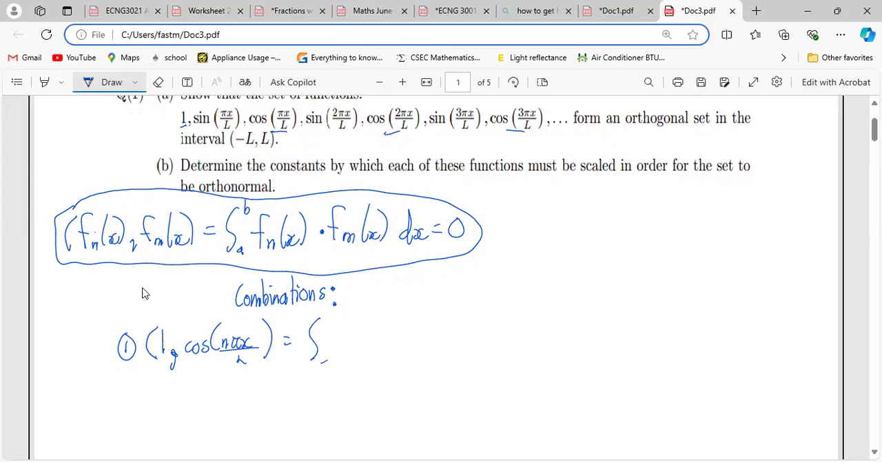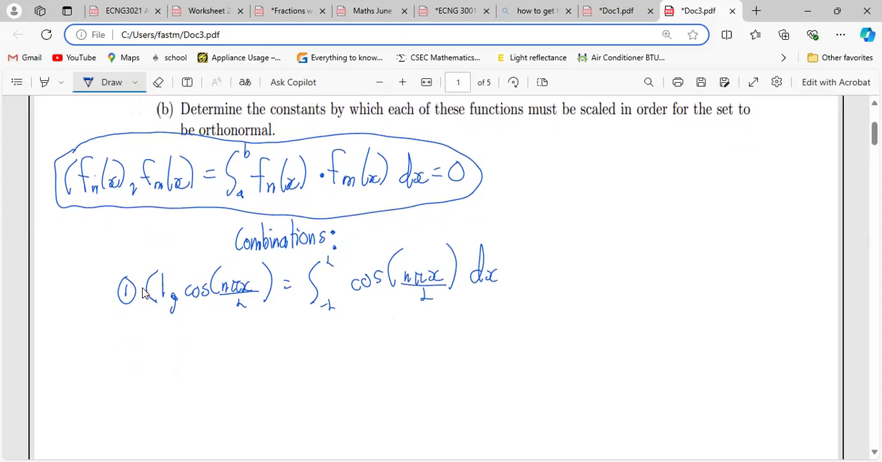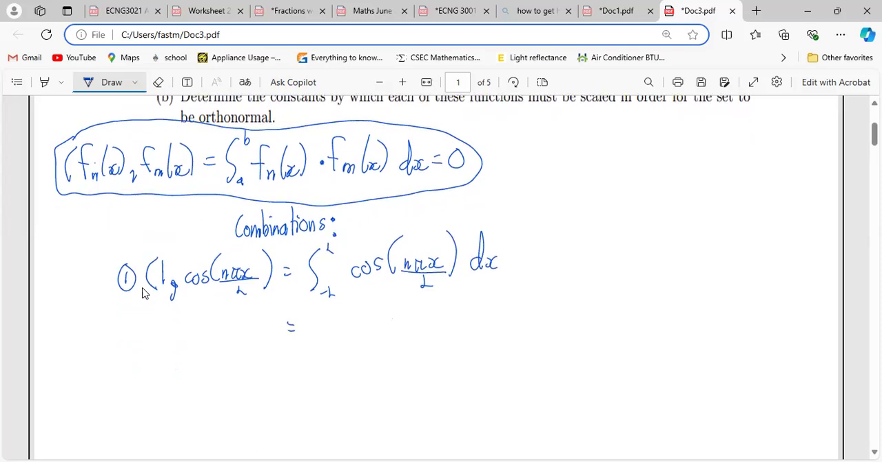So it could be the integral from minus L to L of fn of x, which in this case would be 1. I'm not going to write the 1, it's understood, right? So it's just going to be cos of n pi x on L dx. And then just do your normal integration. So I'll do this one.